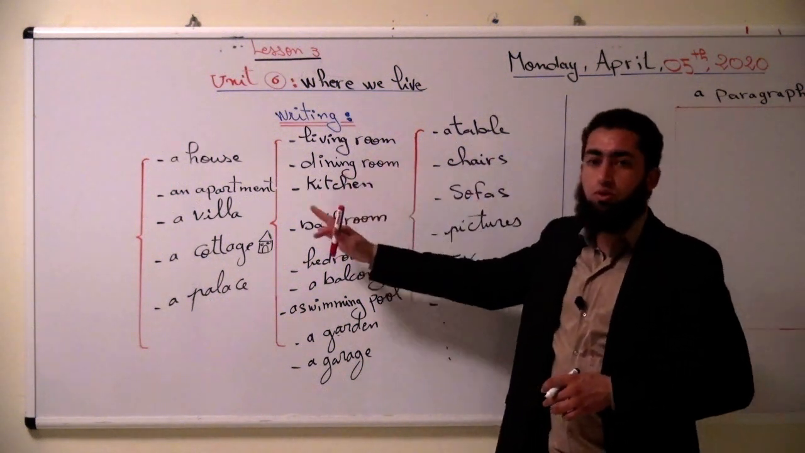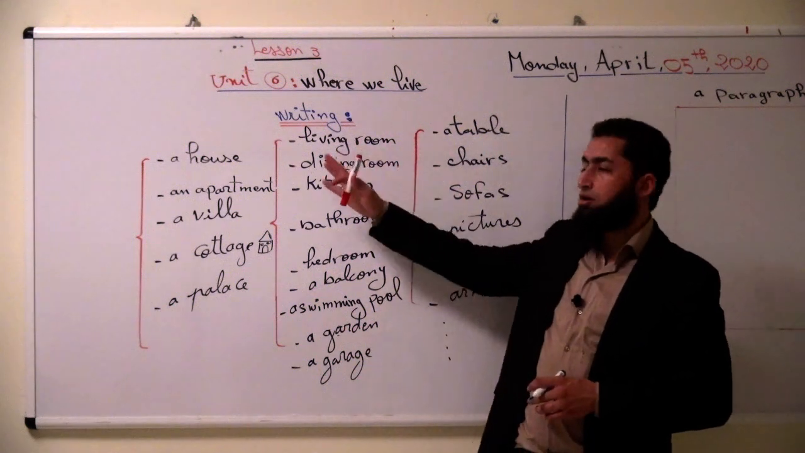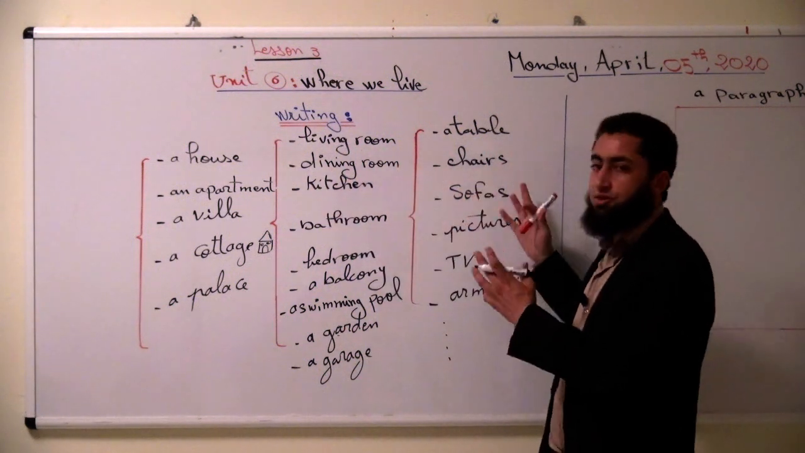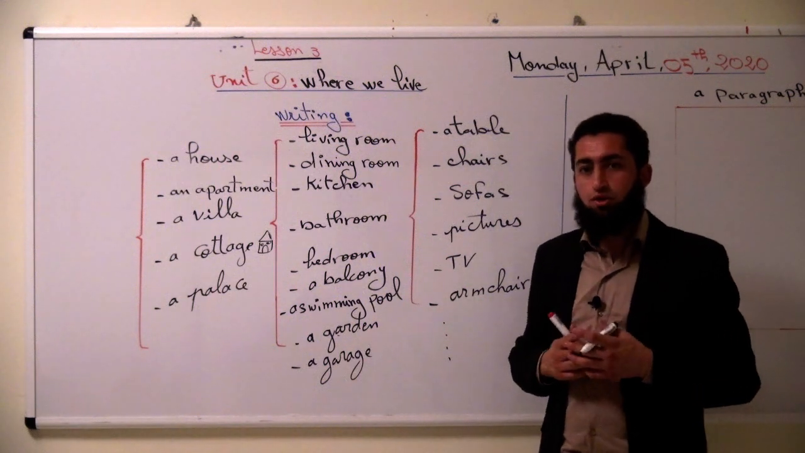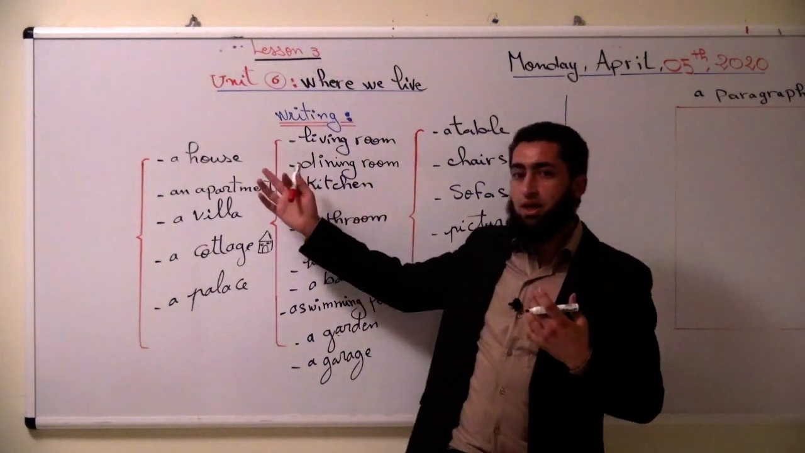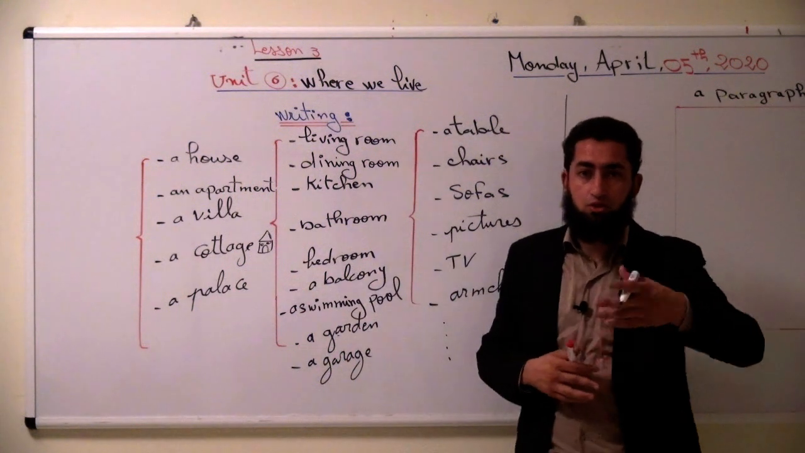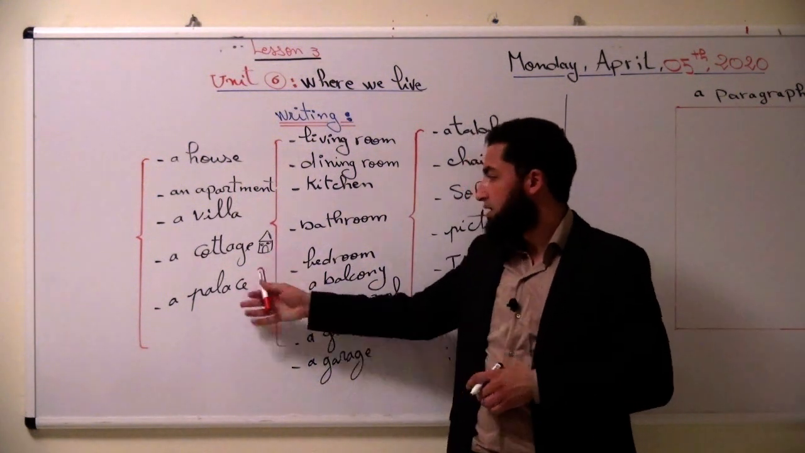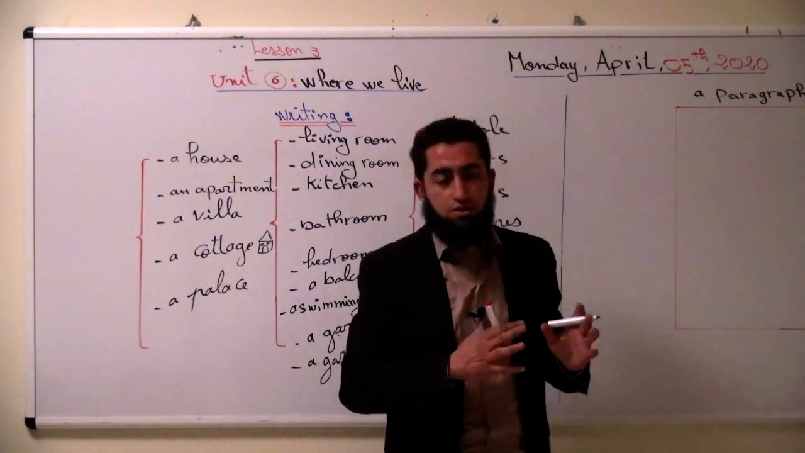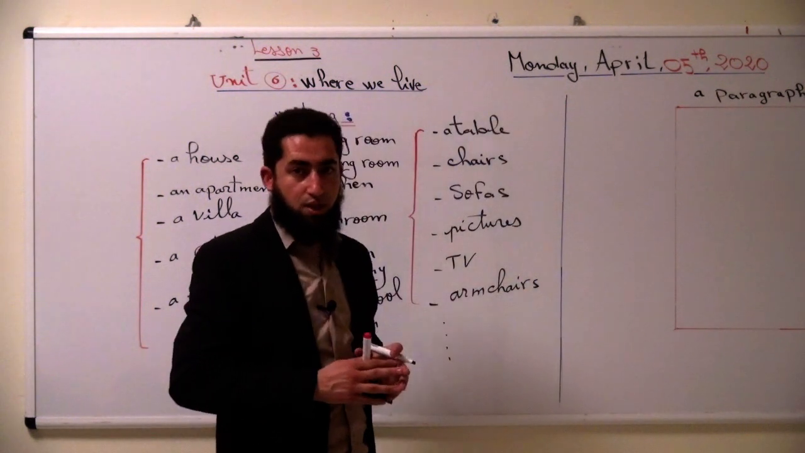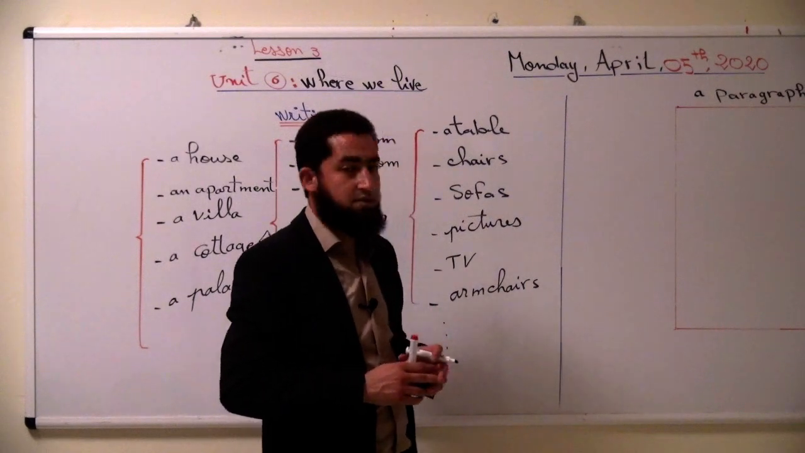So now we are going to write a short paragraph using all or some of these words, and you are going to talk about your house. It can be a house or an apartment, or you can choose a villa, palace, a cottage, and so on. So we are going to use these words and write a short paragraph. Okay? Thank you.